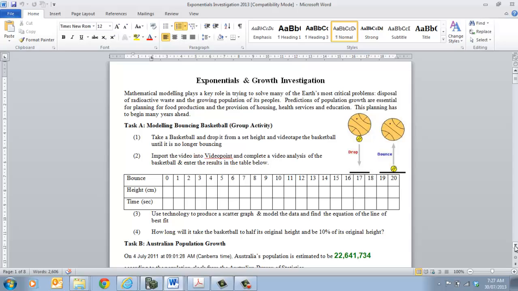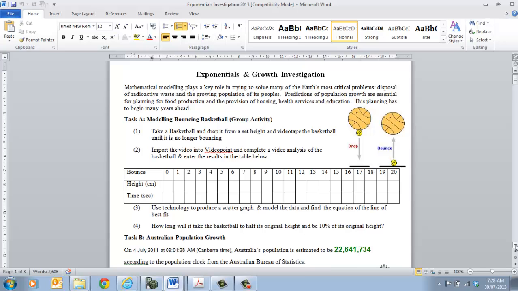So one being half its original height. So if we started at say 10 meters, half its original height would be say 5 meters, and then 10% of its original height would be say 1 meter. So the idea is to use your model and put that into the model and find out what the value is.